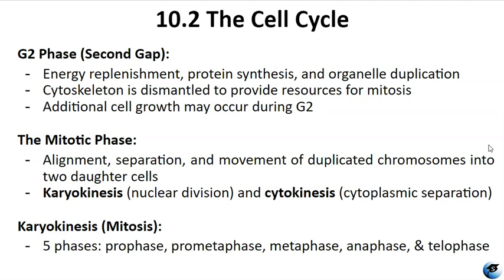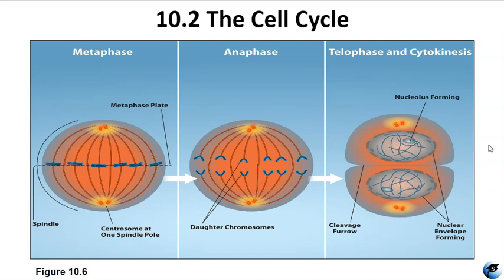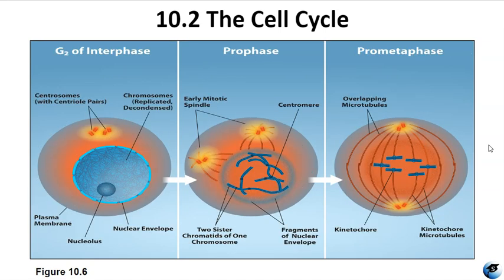The mitotic phase involves the alignment, separation, and movement of duplicated chromosomes into two daughter cells. It begins with karyokinesis, or nuclear division, which consists of several phases. The phases of mitosis that you probably have heard before are actually the phases of nuclear division. And they are prophase, prometaphase, metaphase, anaphase, and telophase. So let's look at those.